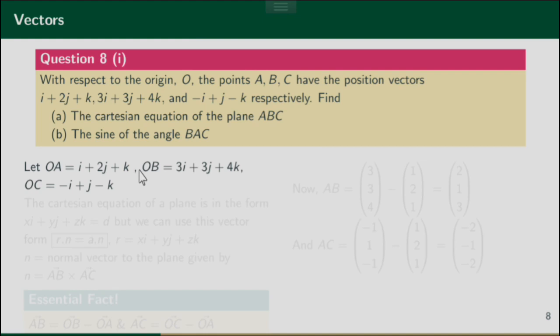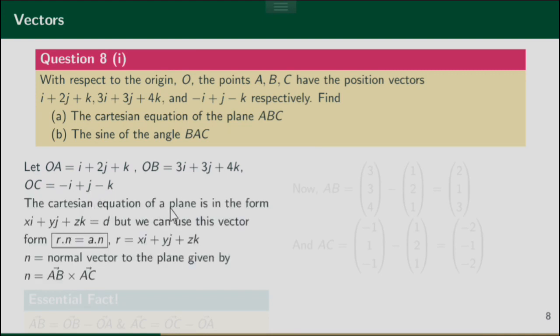First, we have to find the position vector of the points A, B, C with respect to the origin. So I'll be letting OA be the position vector of this point with respect to the origin, i plus 2j plus k. And OB the position vector of this second point with respect to the origin, while OC is the position vector of this point with respect to the origin. So OC is negative i plus j minus k.